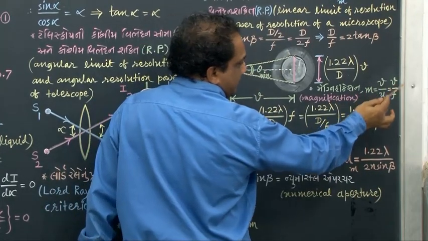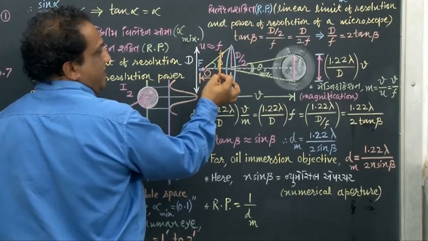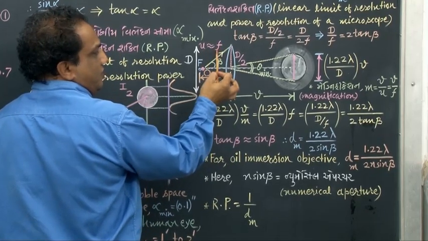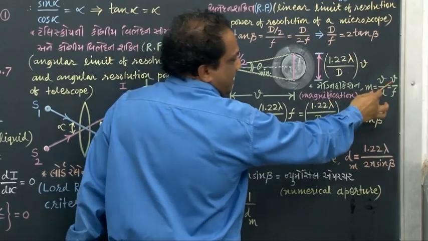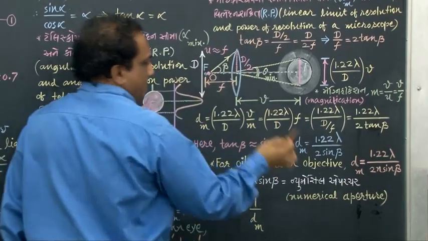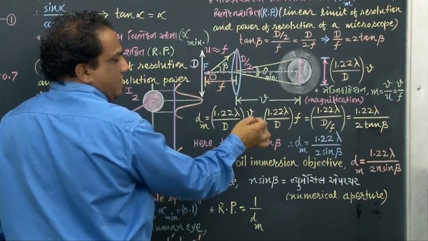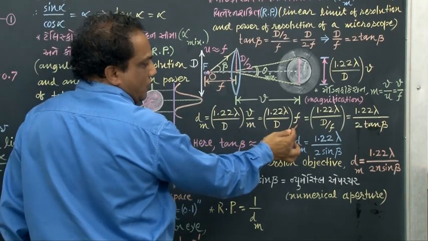V as it is. Instead of u, I am putting f, because u and f are nearly equal. And now find out v upon m. It will be f. Come on, v upon m is nothing but f. So 1.22 lambda upon capital D into f.